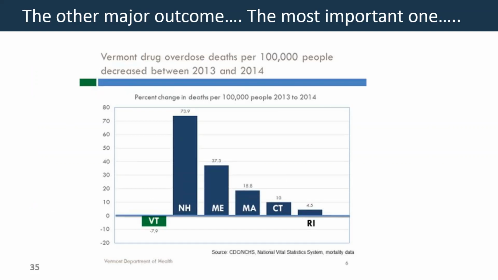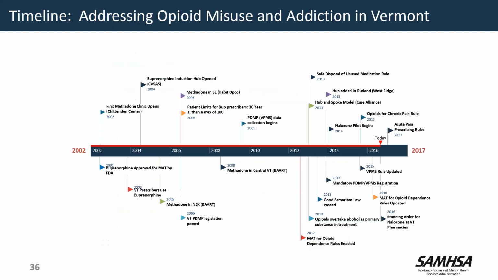The last and final slide I want to show is in 2013, 2014, our neighbor to the east, New Hampshire, had 73.9 deaths per 100,000, and Vermont had a decrease of 7.9%. Our rate of death has continued to climb, but at a much less significant rate than any other New England state. So we view this as another example of why this work is so important.